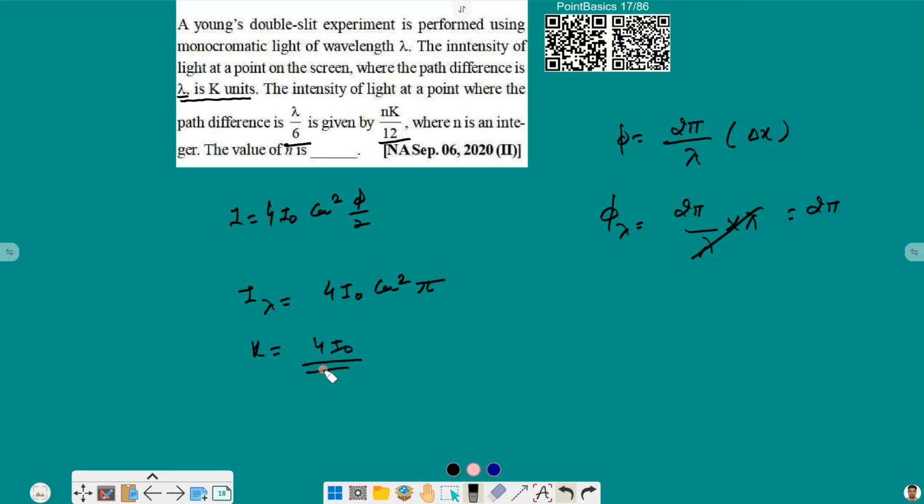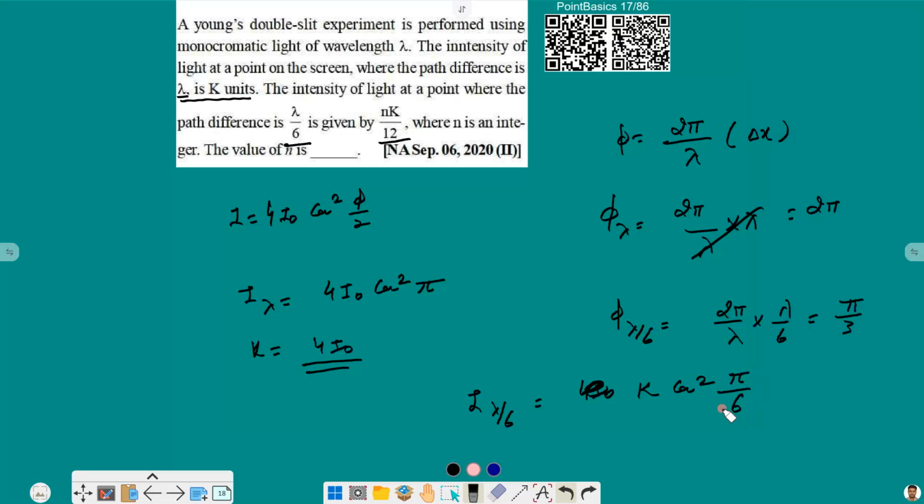Now we have to find out for lambda by 6, so phi for lambda by 6 will be equal to 2 pi by lambda into lambda by 6, and this is basically pi by 3, and the intensity for lambda by 6 will be equal to 4 I naught, that is basically k, so let's write it as k into cos square of phi for lambda by 6, that is pi by 3 divided by 2, so pi by 6.